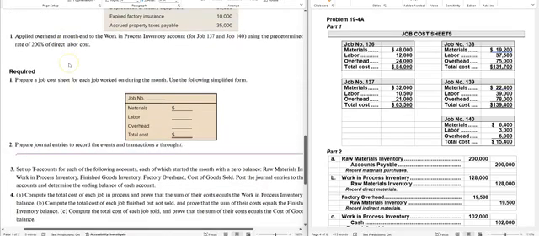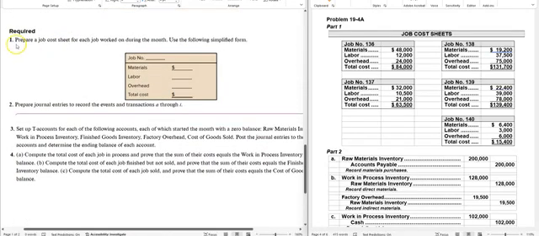I'm going to jump down here and figure out what it is they want us to do. The first thing they're going to ask us to do is prepare a job cost sheet for each job worked on during the month. And we're going to use a very simplified form. And then we're going to go back and prepare journal entries for all of these events.